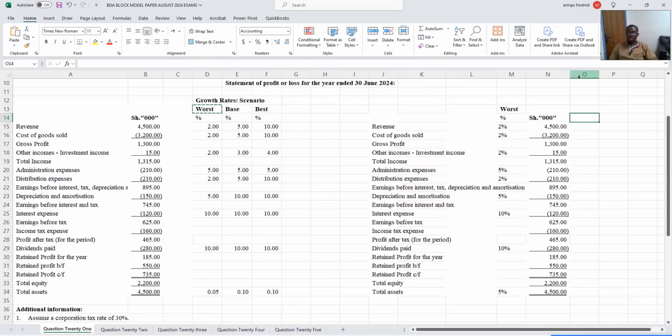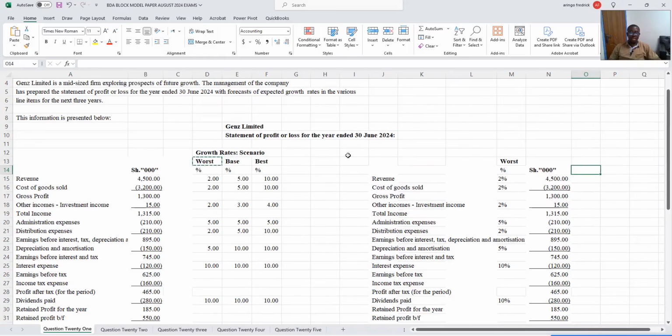So we'll be talking, of course, for year one. This is year one, that is for the year ended 2024. So you're about to forecast for 3 years. So we're about 2025, then 2026, and we're having 2027.